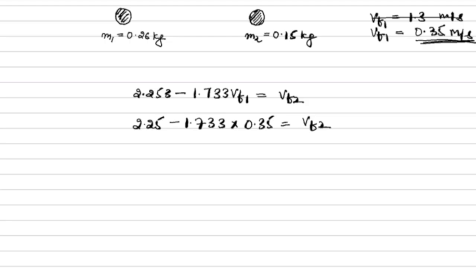So 2.25 minus 1.733 into 0.35, that will be 1.64. So yeah, 1.643 it is. I'm taking two decimal places, say, and meter per second. So that will be my final velocity. That's what they have asked.